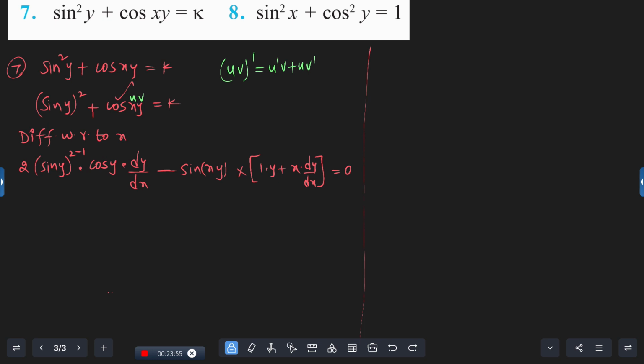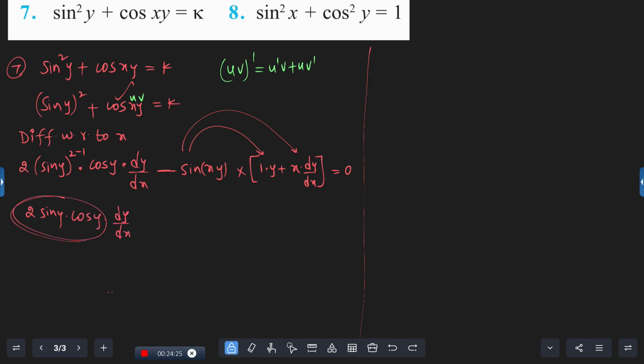Is it okay? Right. Now your work is what? Wherever you have dy by dx, you should keep it on one side and send the other terms to the opposite side. Before that, take the sin y and multiply it inside. Then only you can bring dy by dx outside, because it is inside the bracket. Now here, 2 times (sin y) whole power 2 minus 1, now 1 I don't want to put, into cos y into dy divided by dx.